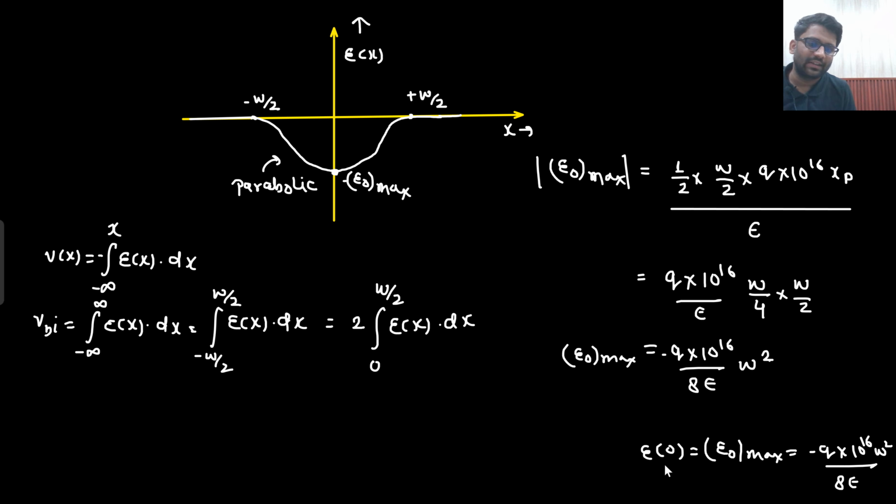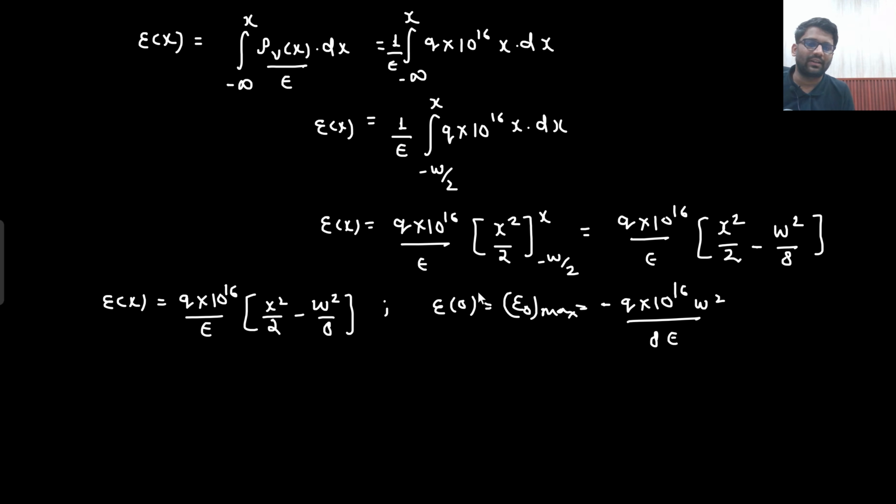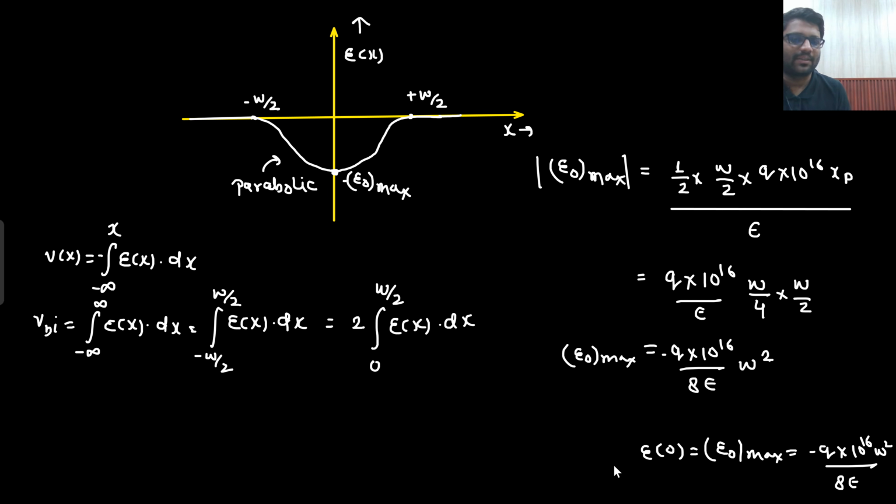Are we getting the same answer here? Yes, we were getting the same answer only. Minus q into 10 to the power 16 w square divided by 8 epsilon. So this is how I will write down the equation. What I was doing here was absolutely wrong, it was not making any sense.